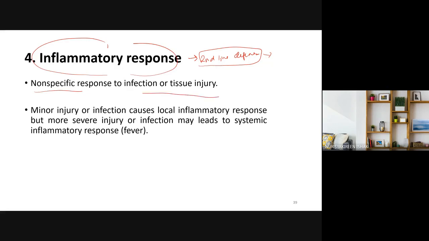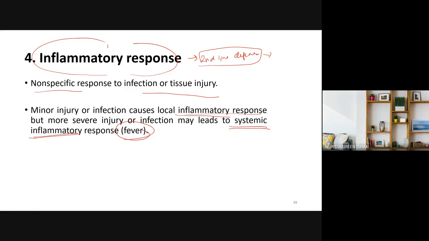Okay, so minor injury or infection causes local inflammatory response, but more severe injury or infection may lead to systemic inflammatory response. Awak demam tu, we call it as systemic inflammatory response. Systemic inflammatory response means that the fever occurs throughout your body. Tak adalah tangan awak je yang panas kan, kepala awak je yang panas kan. Seluruh badan awak akan panas. That one we call it as the systemic inflammatory response.